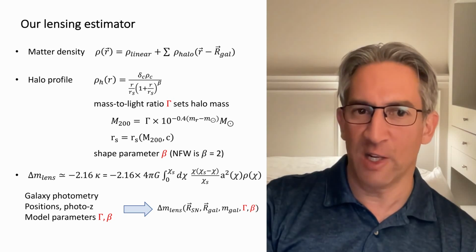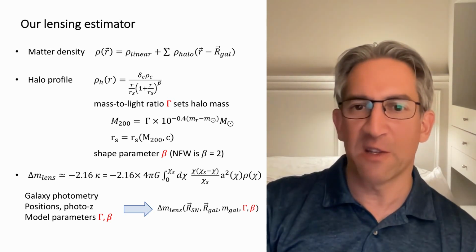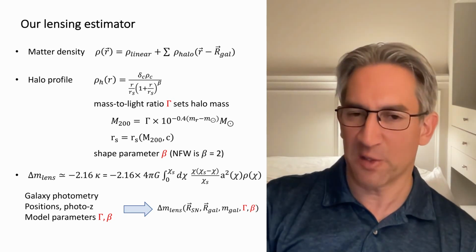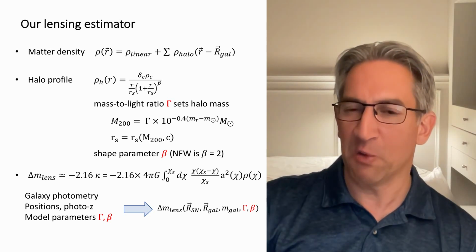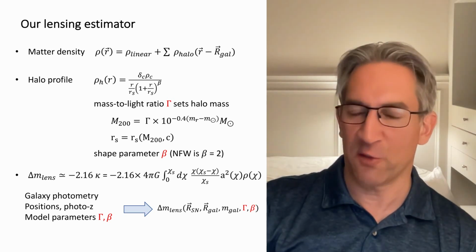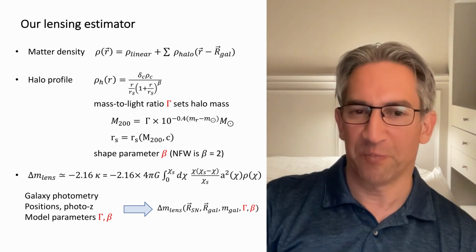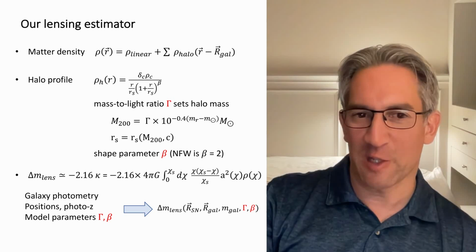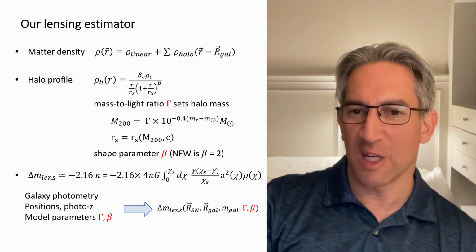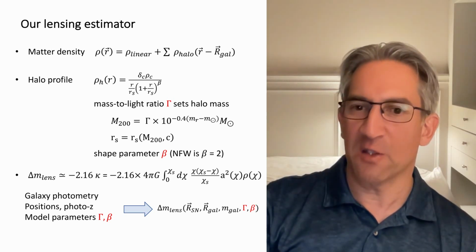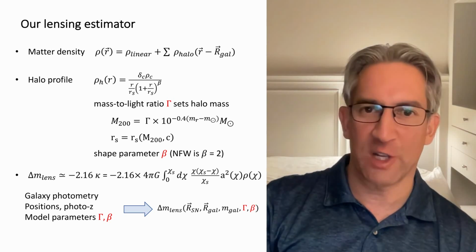We can therefore write down an estimator for the lensing along a given line of sight just by integrating this matter density from us, the observer, at distance 0 all the way to the source, multiplied by a lensing efficiency function, that's the fraction you see under the integral, and of course the matter density itself. So in summary, the inputs to our lensing estimate are the foreground galaxies, their positions, their photo Z, their brightnesses, and our two free model parameters, the mass to light ratio and whether the halo profiles are shallow or steep.